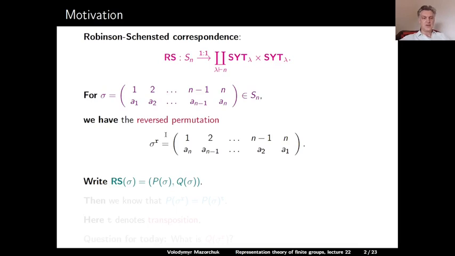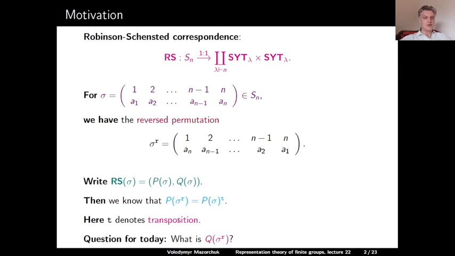So assume that the Robinson-Schensted correspondent of sigma is the pair consisting of the insertion tableau P of sigma and the recording tableau Q of sigma. Then we have already seen that the insertion tableau, which corresponds to the reversed permutation sigma r, is obtained from the insertion tableau of sigma by transposition. This is P of sigma transposed, and T denotes the transposition.